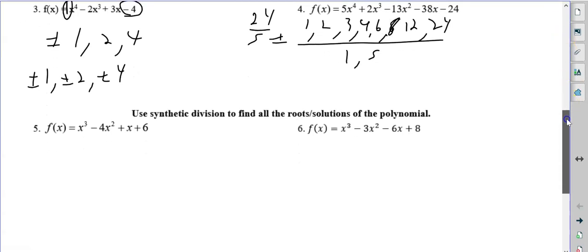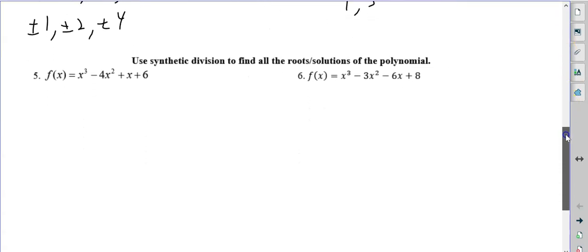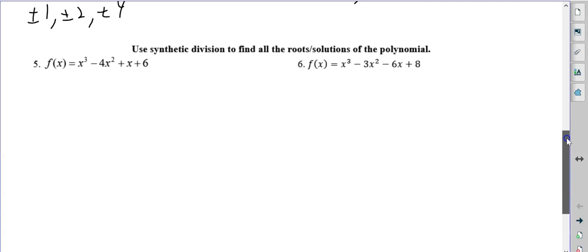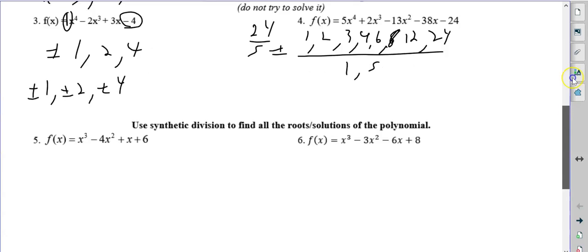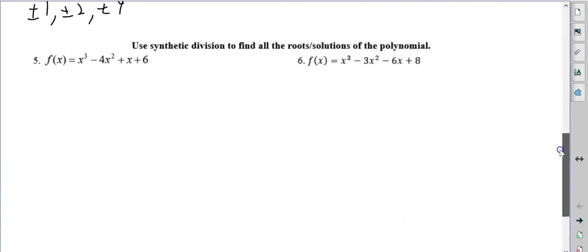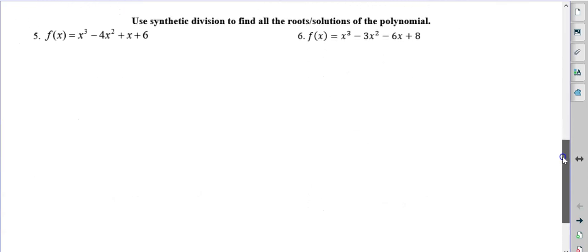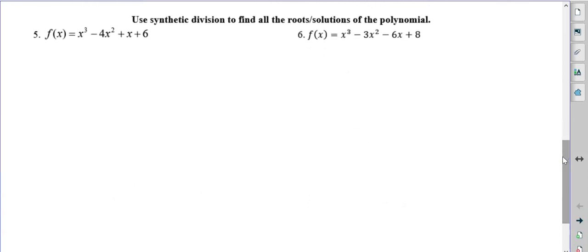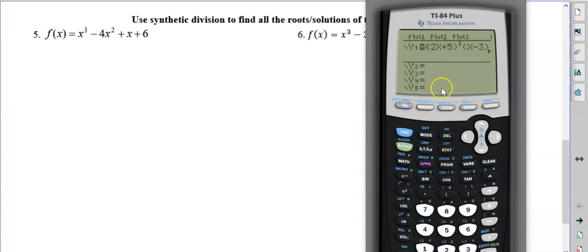All right. Use synthetic division to find all the roots, solutions of the polynomial. Now notice what's different here from 1 and 2. 1 and 2 either told you a solution or a factor. Now we're giving you nothing. But remember, as we talked about in the lesson, there's a way to get the information. Okay? You're going to put this in your graphing calculator.